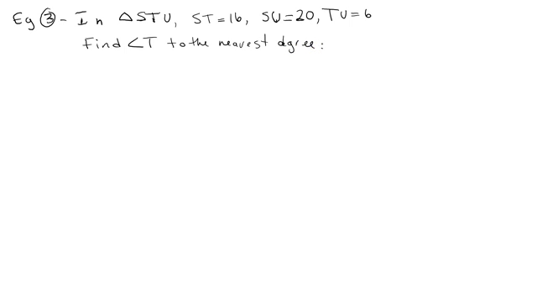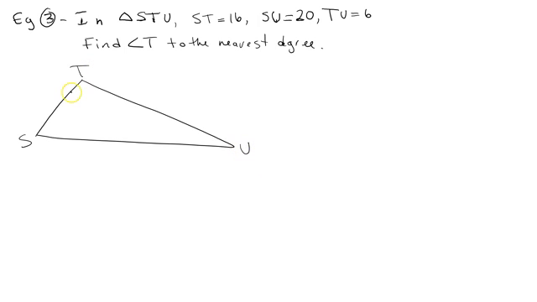Okay, so we have to draw this triangle again. I'm just going to draw my standard. Looks like this. And this is my S, this is my T, this is my U. I know that I'm finding out what T is. So I'm going to say ST is 16, SU is 20, and TU is 6.